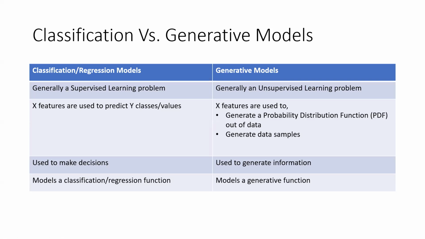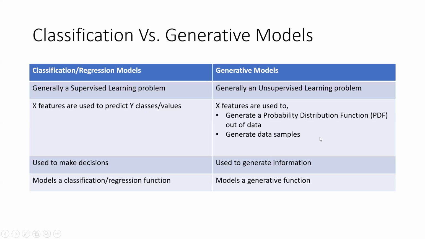But when it comes to a generative model, X features are used as usual, but the idea of using a generative model is basically about generating a probability distribution function, or PDF, out of data, right? So that means when you have a certain set of data, we are going to find the probability distribution function which has generated that data. Right? So the idea of generating this PDF is about generating data samples.